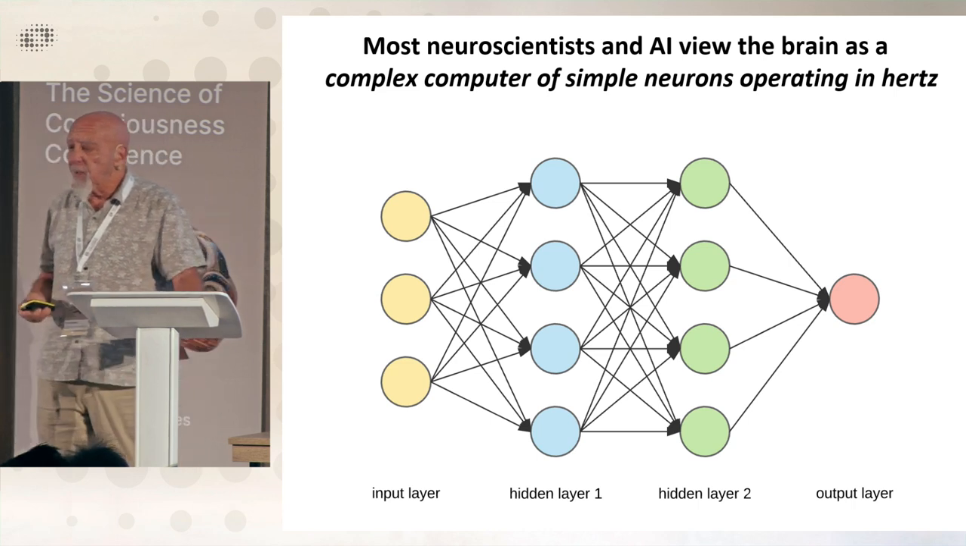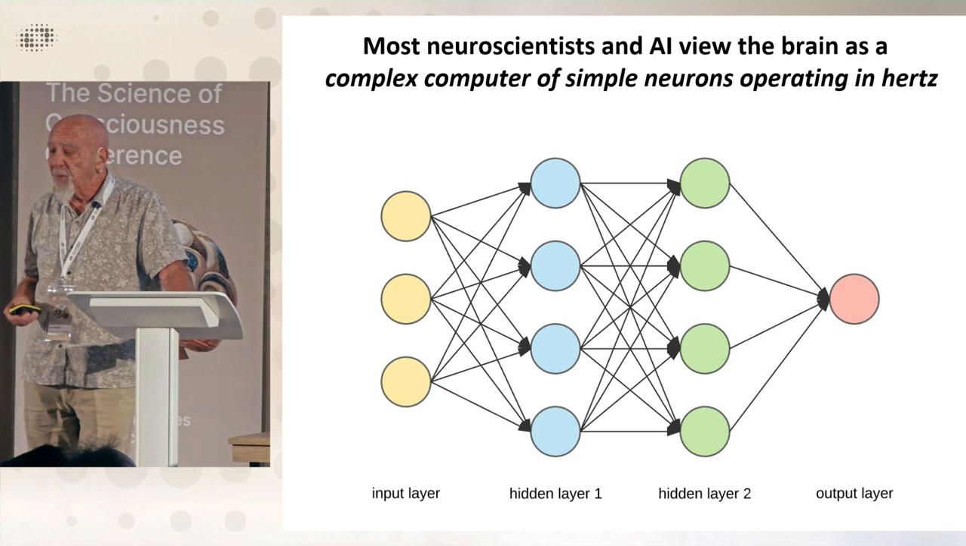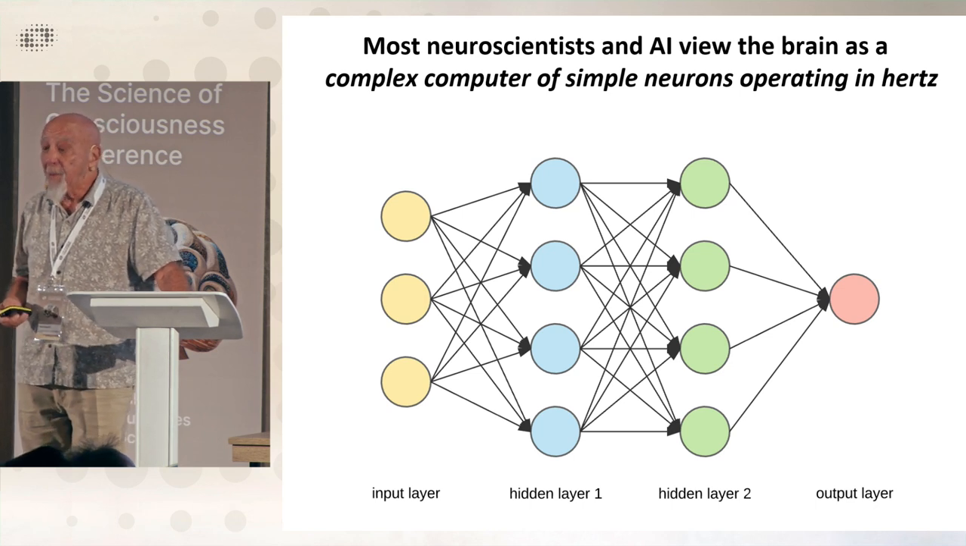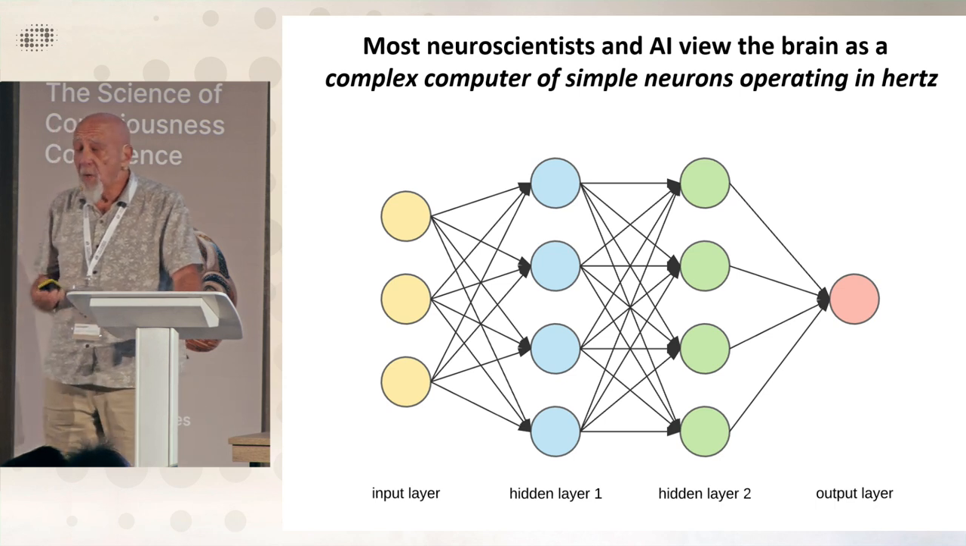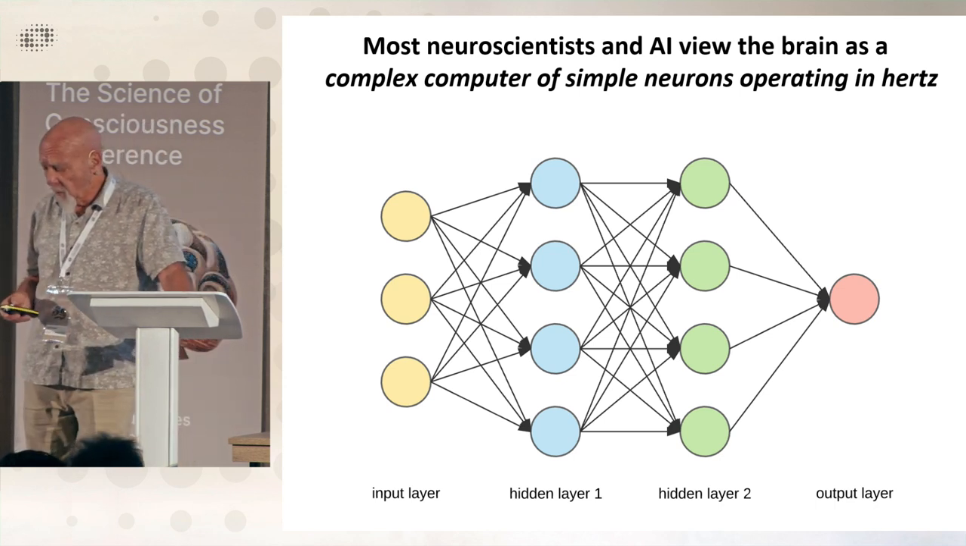So most neuroscientists and AI view the brain as a complex computer of simple neurons operating in hertz, okay, with gamma synchrony at 40 hertz, and we heard about 150 hertz this morning.